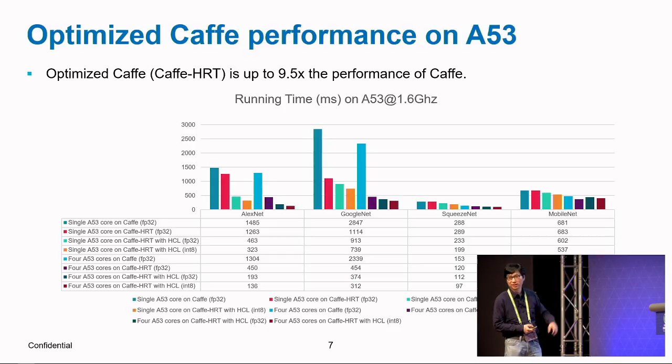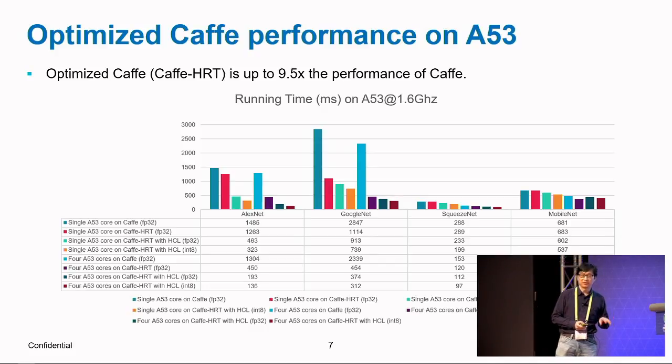You can get this performance data from our project on GitHub. For this one, you can see we compare single core performance between Caffe and Caffe HRT and Caffe HRT with HCL. By default configuration, HRT doesn't support HCL. HCL needs to be enabled, so we compare them. HCL also supports quantized data, for example, int 8.